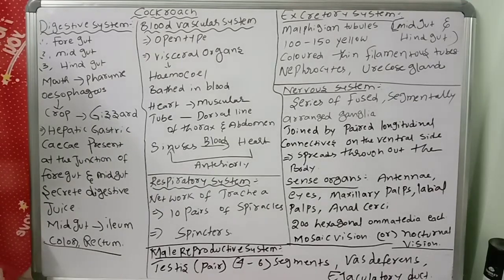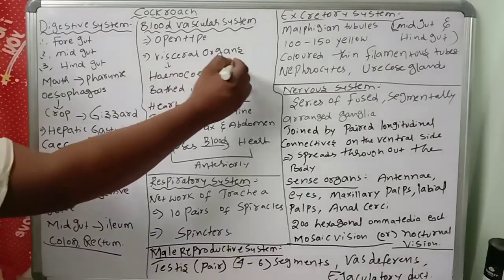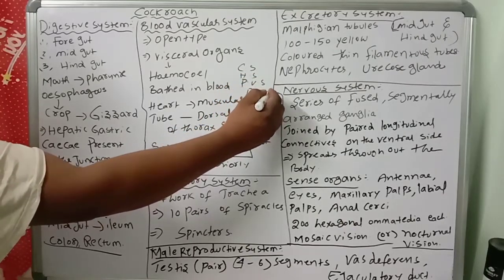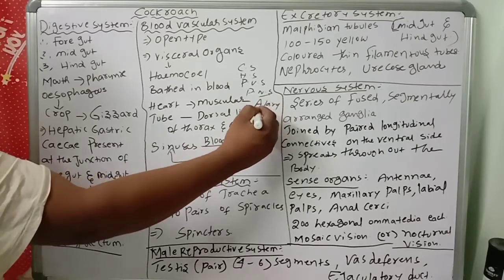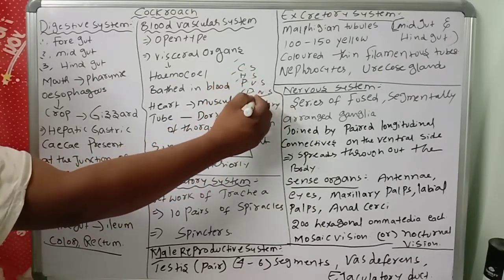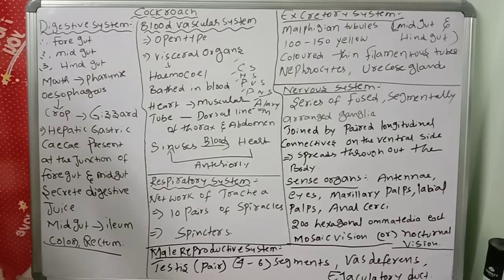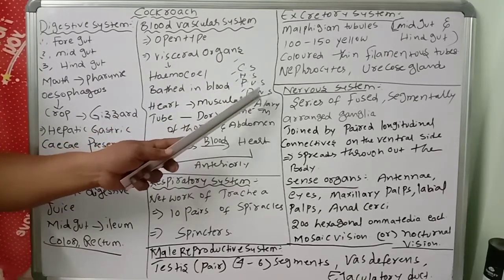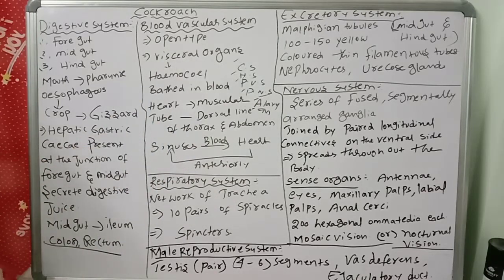Okay, next we come to the respiratory system. Very simple. How many sinuses will there be? There will be the cardiac sinus, head sinus, perivisceral sinus, perineural sinus, and alary muscles, which are very important. These are all important for the blood circulation system, and the alary muscles are very useful for the transportation of blood.